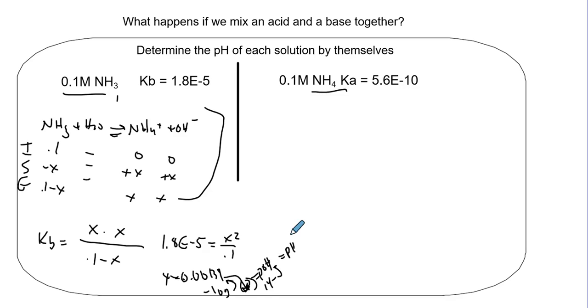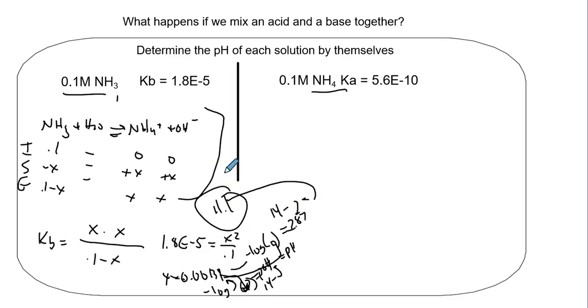So we'll negative log this thing. Make sure you show your work on all these things. It gives you 2.87. If you're plugging your calculator, show what you're doing. And so the negative log of this guy is equal to 2.87. And then 14 minus this guy equals 11.1, and that is my pH. Very basic because this is all I got. Okay, well this guy.